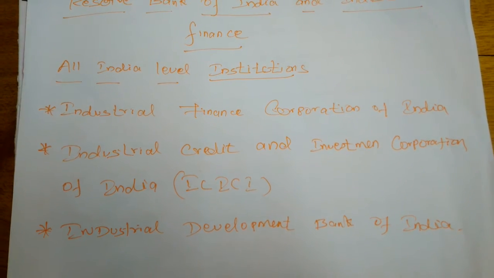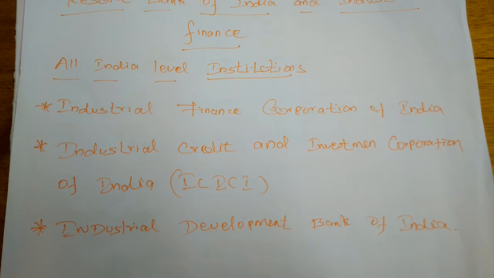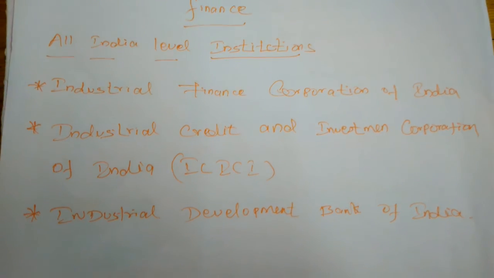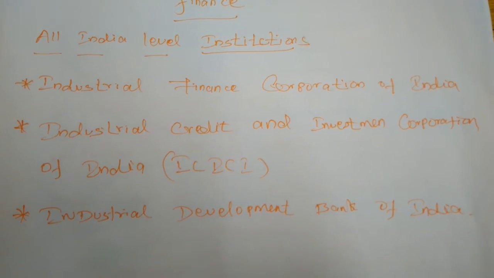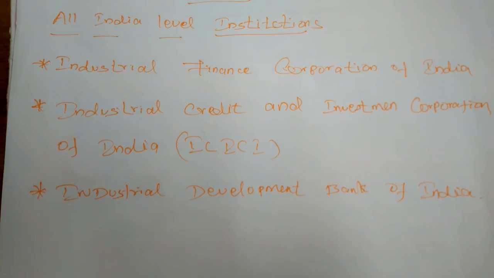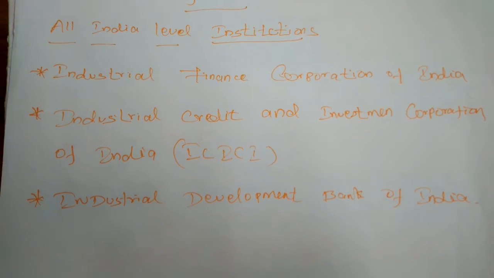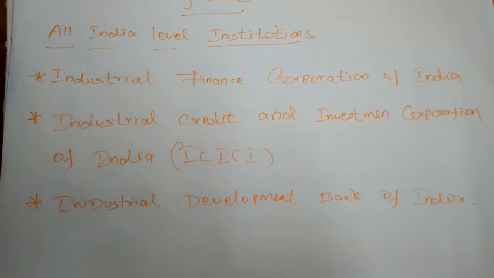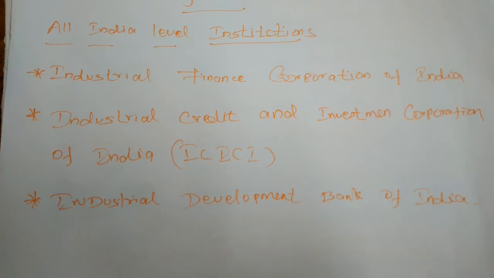So the lending to industries is only a fragment of the total lending by the banks. We can consider the lending amount provided by the commercial banks to be a small fragment of the total lending by the banks. So there is a need and urgency for establishing long-term credit facilities for the industries.